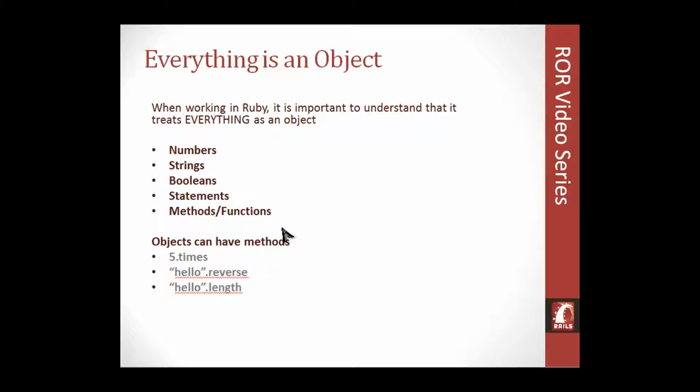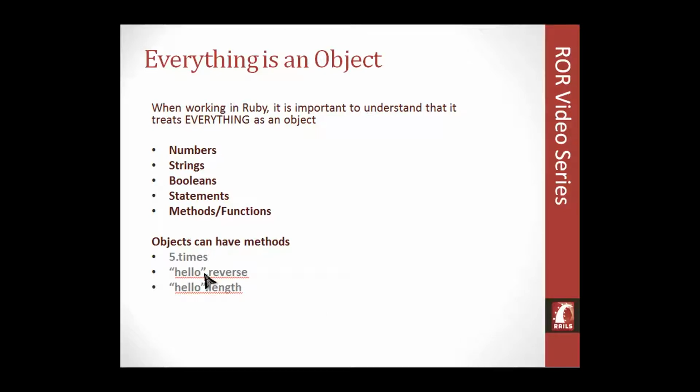Ruby likes to define functions as methods. I might say either one, so basically they're the same thing. And these methods, here's an example. We have 5. This is the syntax to call a method from an object. So the object here is 5, and the method is times. And this particular method will print something out 5 times, or do whatever we want 5 times.